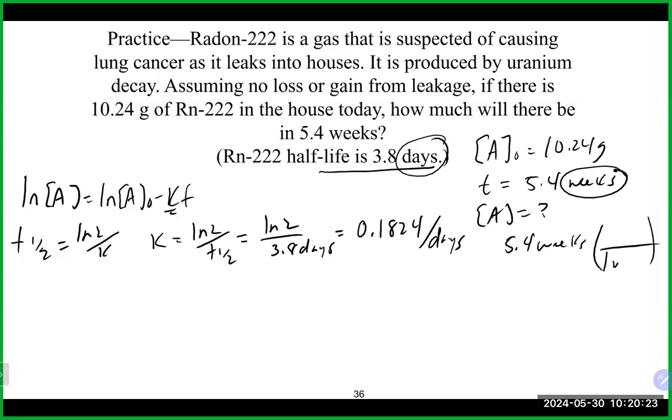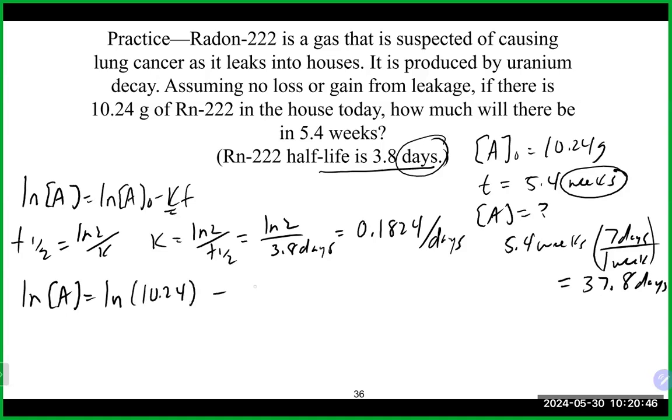We'll convert that weeks into days. So 1 week, 7 days. So 5.4 times 7 gives us 37.8 days. So now I've got my unit of time, basically both in the same unit. Now we could go in here, natural log of A equals natural log of 10.24 minus 0.1824 days, and my time also in days. Now, obviously, if you did weeks, you'll have some slightly different numbers here, but in the end, it should come out the same.